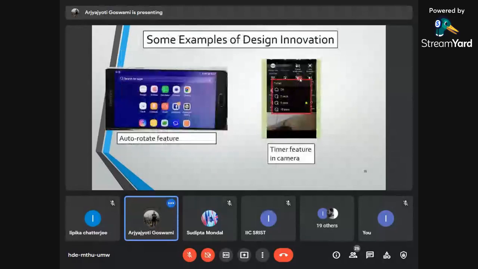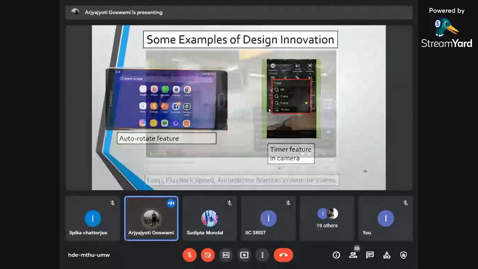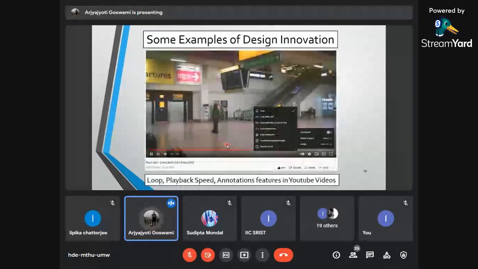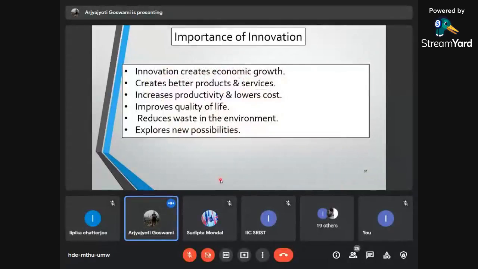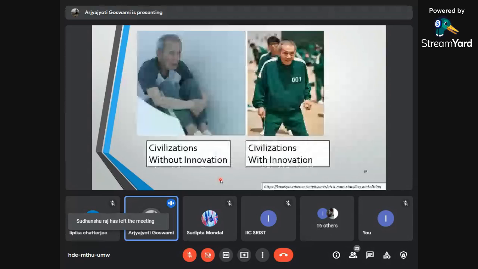progress has been made. Our mobiles have an auto rotate feature, a timer feature, and so many other examples. YouTube, I have already told you, has loop, playback speed, and rotation features. So innovation creates products and services, improves quality of life, and reduces waste. Civilizations without innovation are stagnant, and with innovation, civilizations move forward.